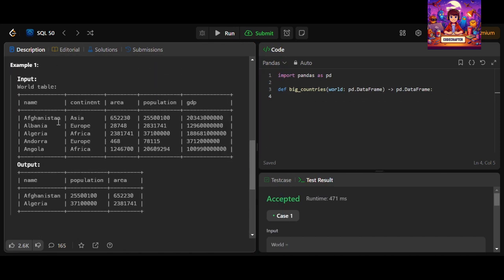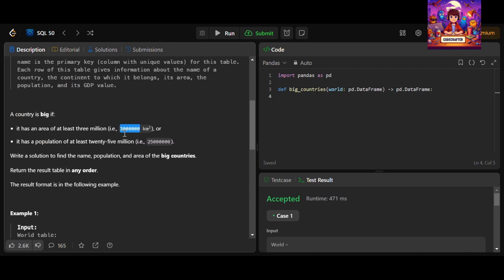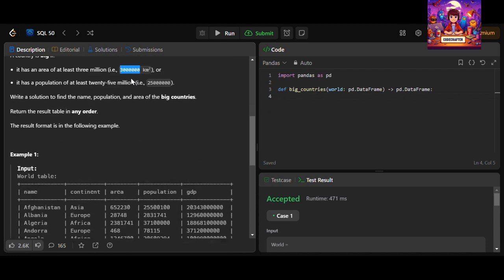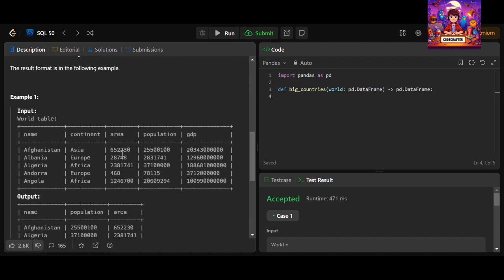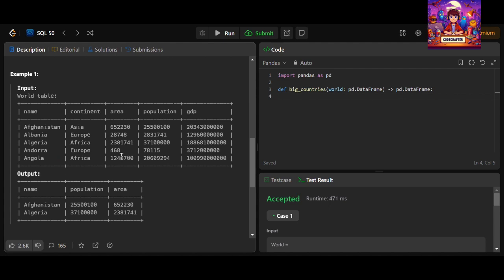So in this input example, they have given a table with its columns and the 5 rows. So what is the first condition they mentioned? Area needs to be at least 3 million. So is there any row which is more than 3 million? I don't think so. These are just 2 million and 1 million.